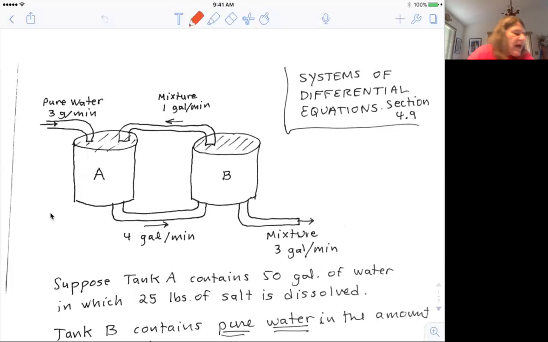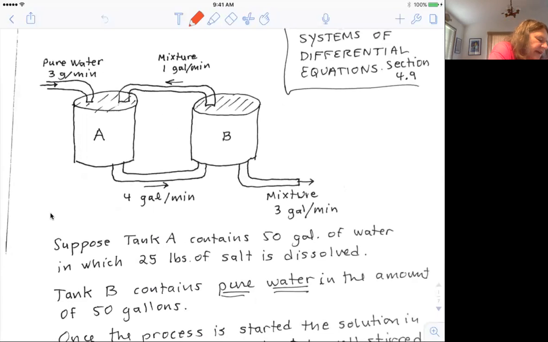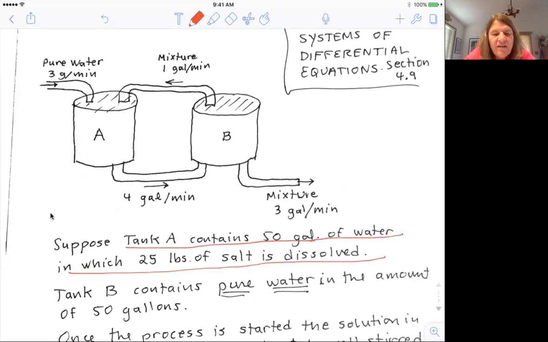We're going to suppose that to begin with, tank A contains 50 gallons of water, in which 25 pounds of salt is dissolved. So there's water in here, 50 gallons, and there's salt in here. And we're going to assume as we go that everything's well mixed. The salt hasn't sunk to the bottom. Lots of tanks like this that mix things have propellers at the bottom of the tank to continually keep it mixed up.